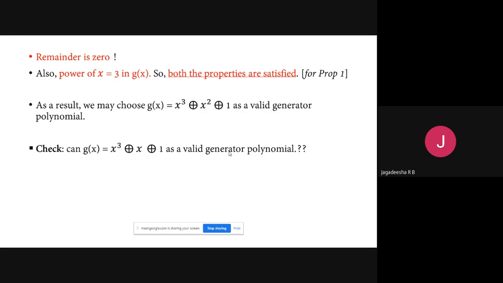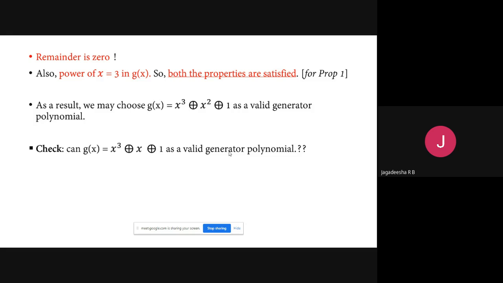Property 2: this generator polynomial should be a factor of x power 7 plus 1. That means when you divide x power 7 plus 1 by this generator polynomial, g of x equal to x cube plus x plus 1, you should get remainder 0. Will it work? I don't know. Maybe you need to check.